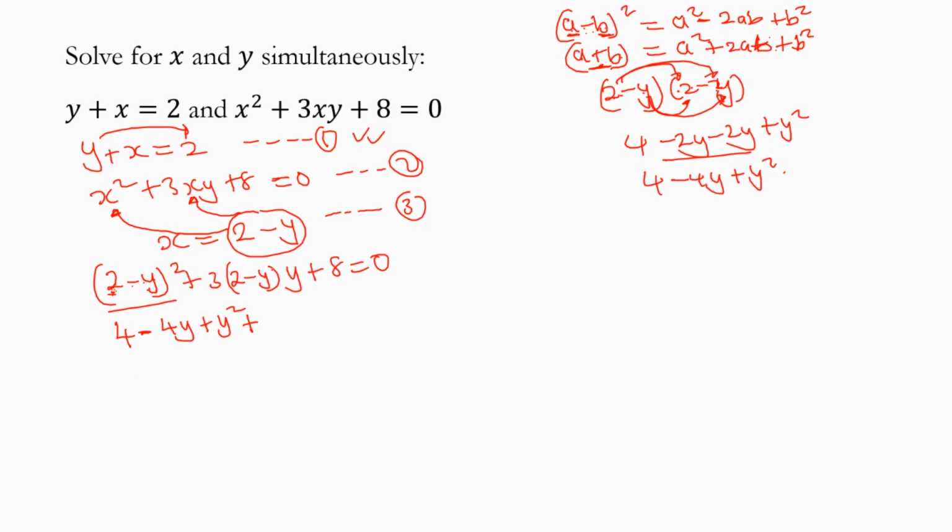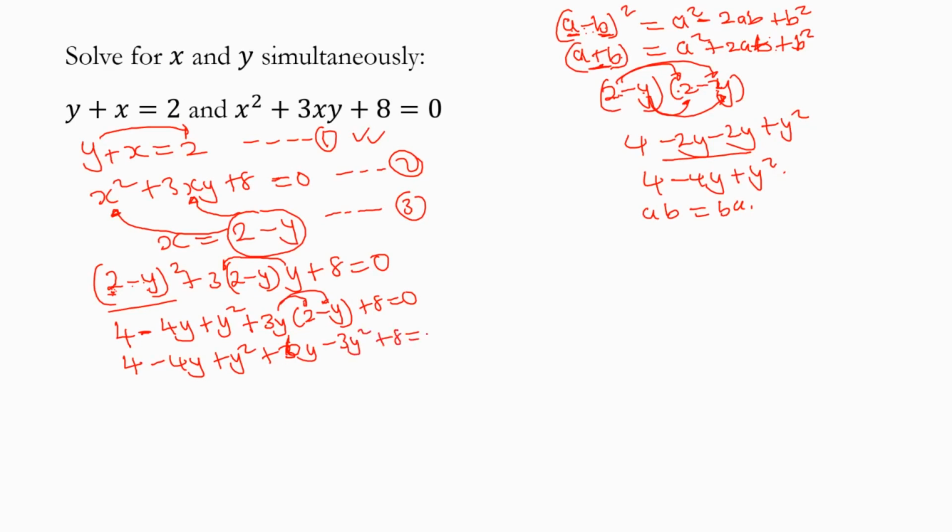And then this one, remember, multiplication is commutative. A times b is just the same as b times a. See that? So we can bring this y here, it becomes 3y. Even if you don't do that, you just continue the way you know it, as long as it is correct, it's fine. Then plus 8 is equal to 0. Let's remove this bracket. So it's 4 minus 4y plus y squared plus 6y. We're distributing this 3y here, minus 3y squared plus 8 is equal to 0.